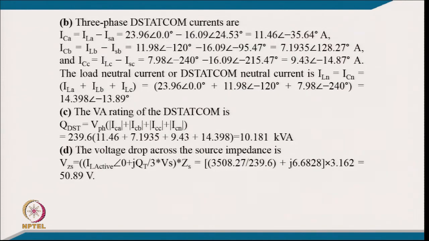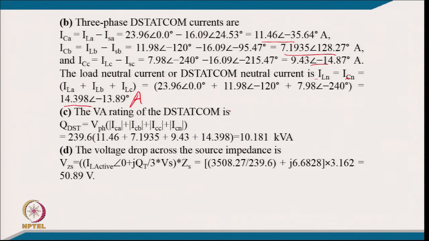The 3-phase D-STATCOM current can be found from the load current and supply current. Putting in the values, you get the A phase D-STATCOM current 11.46 at the angle of minus 35.64 ampere, and similarly for B phase and C phase. Then the neutral current of the D-STATCOM will be ICN equal to minus ILN, and ILN will be the sum of the 3 load currents. Keeping the values, you get the neutral current 14.398 at the angle of minus 13.89 ampere.